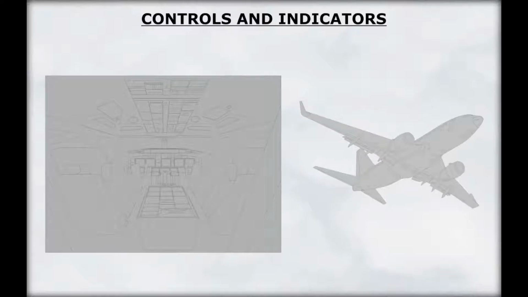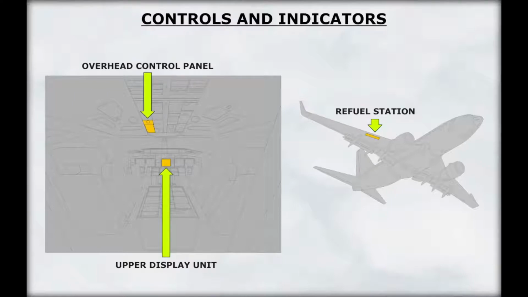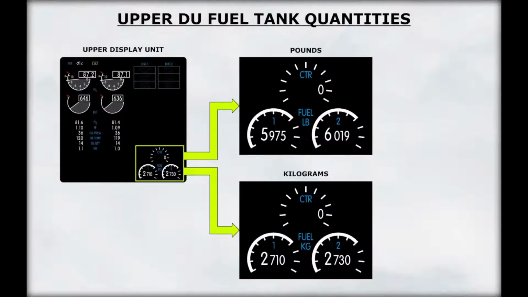Let's look at the controls and indicators associated with the fuel system. The controls and indications for the fuel system are located on the overhead panel, the upper display unit, and the right wing leading edge. Tank quantity is displayed on the upper display unit. The indicators display fuel quantity in pounds. The quantity indicators require standby AC power to operate. Fuel quantity is indicated for each tank with an accuracy of plus or minus 2.5%.